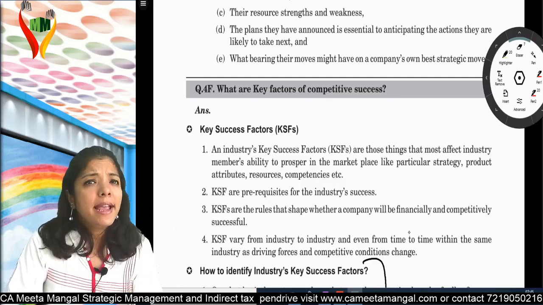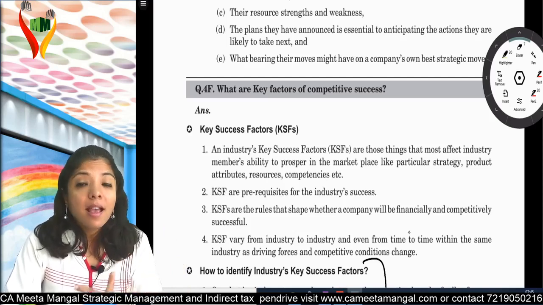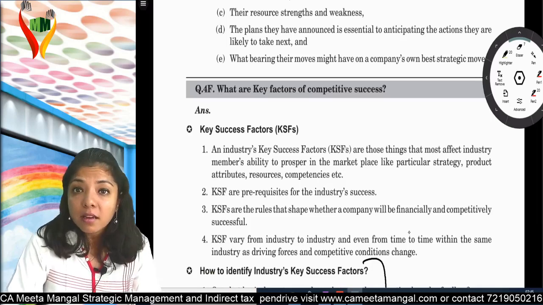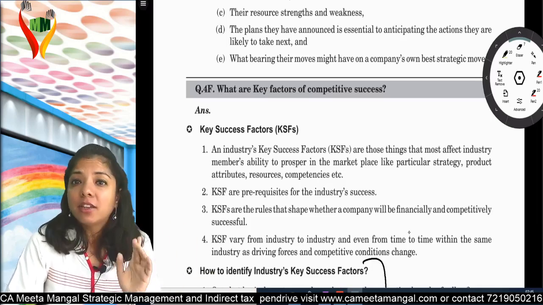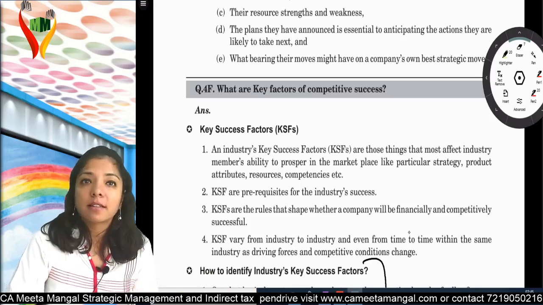So simple. Before entering into any industry, you should know the key to success. And if you have it, nothing like it. If you don't have it, develop it and then enter. Am I clear? Key success factor.